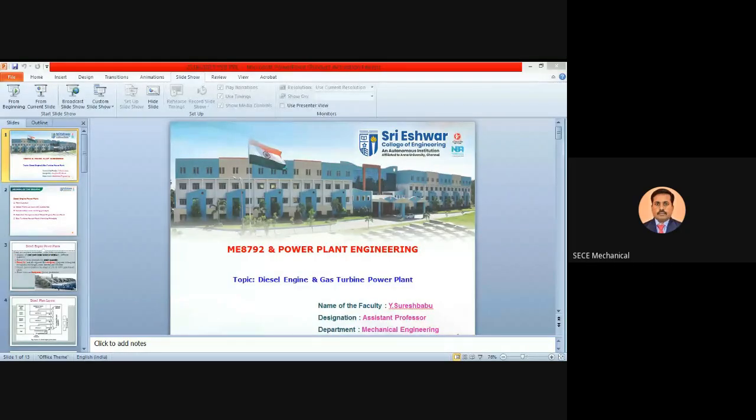In this slide also you can see there are 5 IC engines combinedly connected, and the power will be produced.